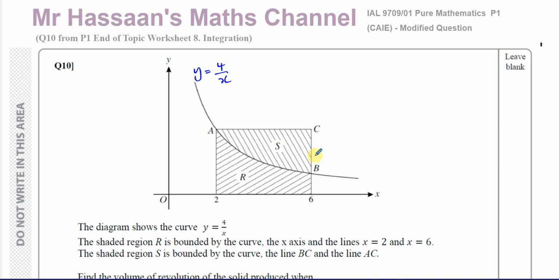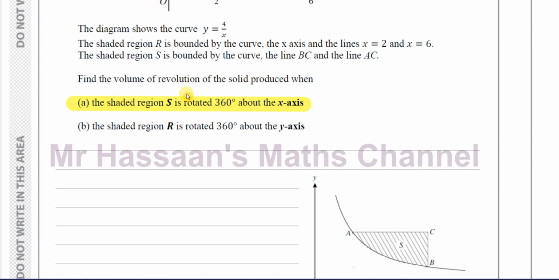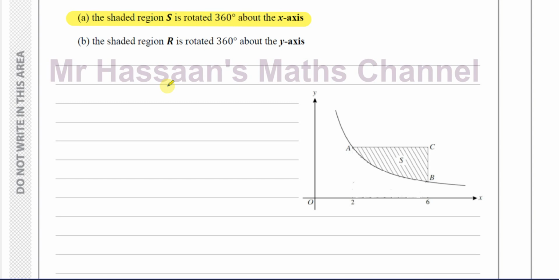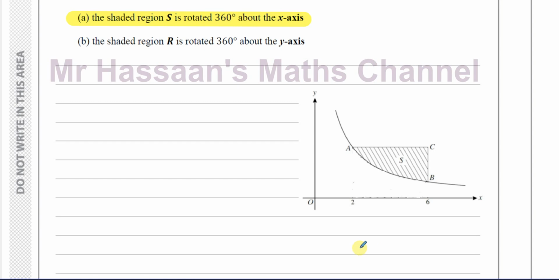Now, what we've got to do here is find the volume of revolution of the solid produced when, first of all, the shaded region S is rotated 360 degrees about the x-axis. So this region S, which is the part above the line and bounded by these lines here, has to be rotated 360 degrees about the x-axis. Okay, so what I've got over here is I've just got rid of the part that says R, so it's a bit clearer for us. So we're finding the volume formed when this region is rotated around the x-axis.